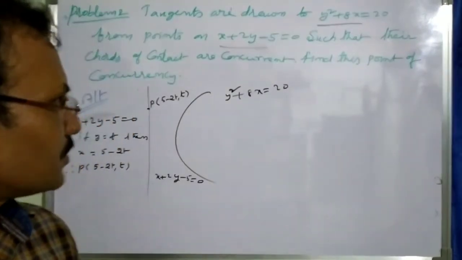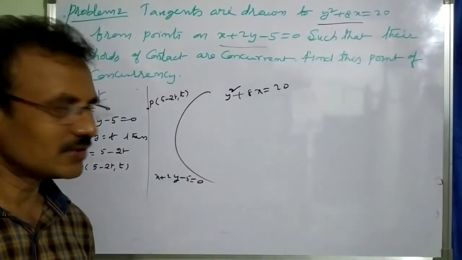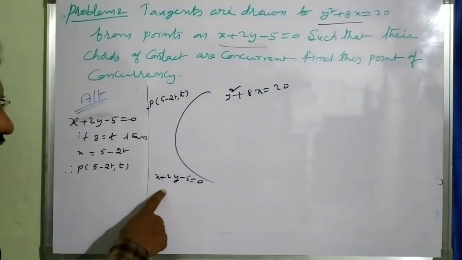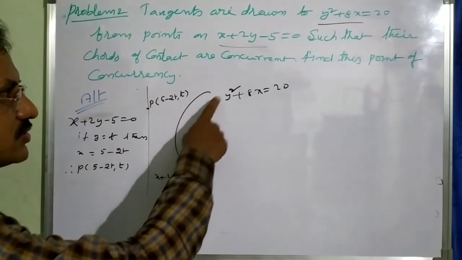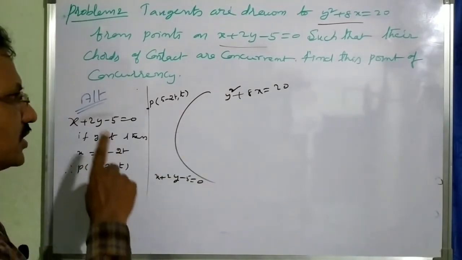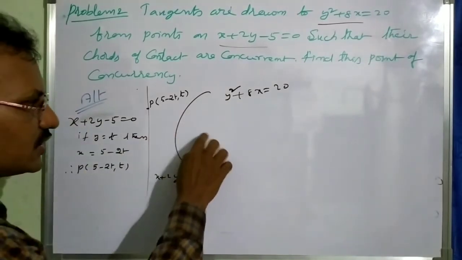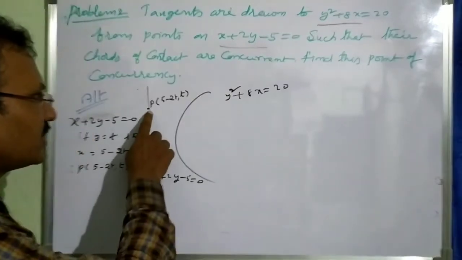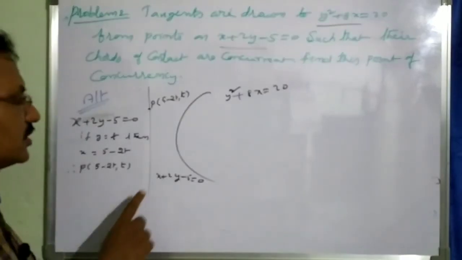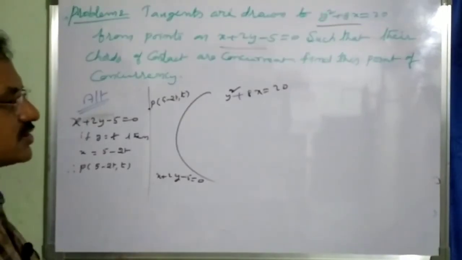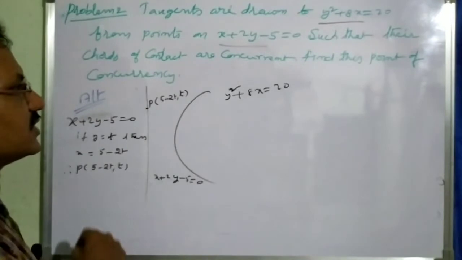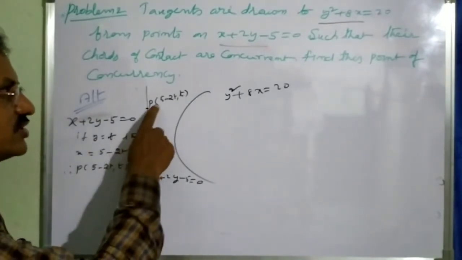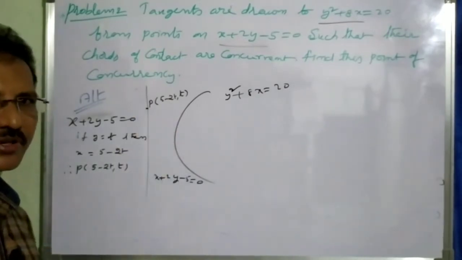Alternately, we can do this problem in another way. The given line is already here, x plus 2y minus 5 is equal to 0, and the conic as usual. But here we are not taking the pole point P(h, k), but a parametric point on the given line. The line equation is x plus 2y minus 5 is equal to 0.